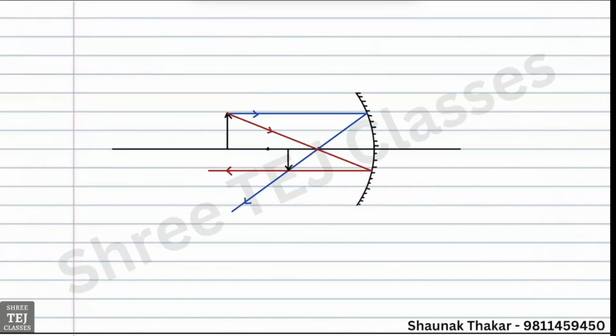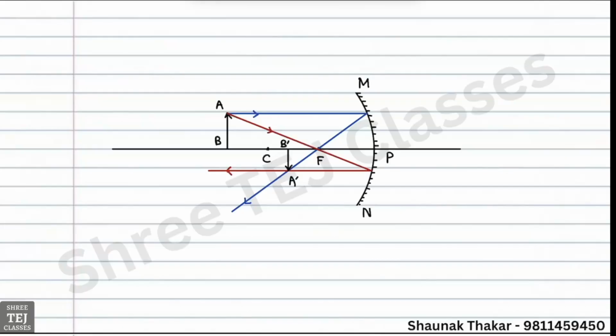Can you compare the size of the image to the size of the object? You can clearly see image is smaller than the object. Hence we call such image diminished. Smaller images are called diminished. And what are larger images called? They are called magnified. So let us mark all the points. MN is the mirror, P is the pole, F is the focus, C is the center of curvature, AB the object, A dash B dash the image.